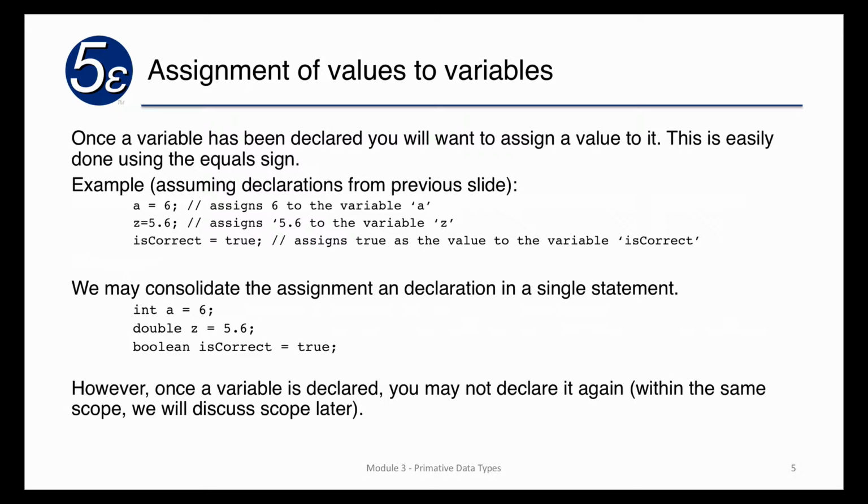So what we might do is consolidate the declaration and the assignment in a single statement. int a equals 6, double z equals 5.6, and boolean isCorrect equals true. Notice there are no quotes around this, and this would evaluate as a boolean value. If we had put quotes in there, it would be a string. So once we declare a variable, we cannot declare it again within the same scope. We'll talk about scope within methods and classes and even within blocks of code. The variable can only be declared once within its scope, usually within what we call braces. That will define the scope.